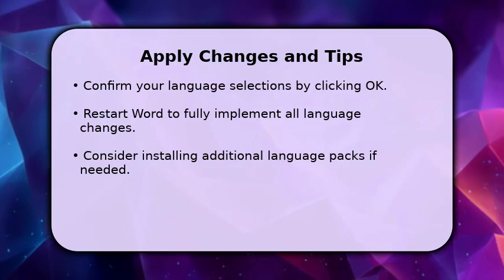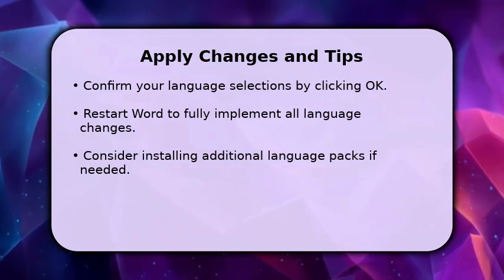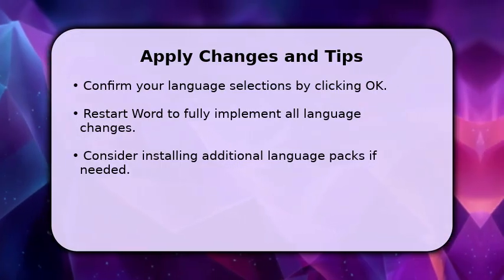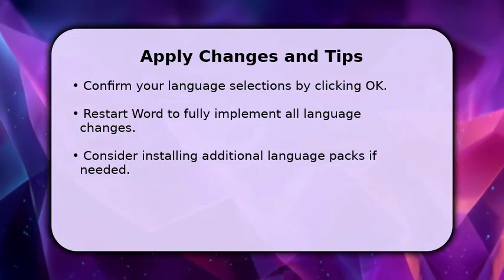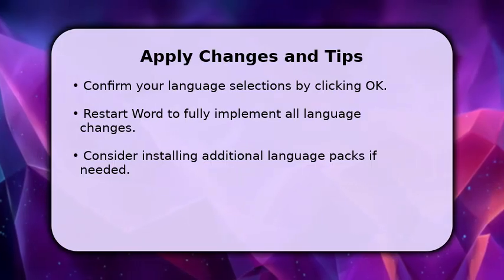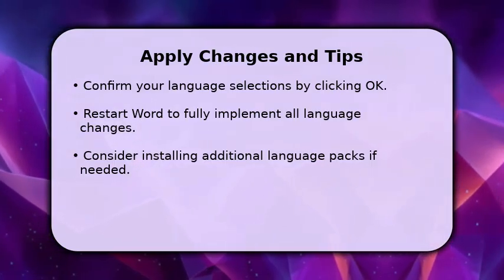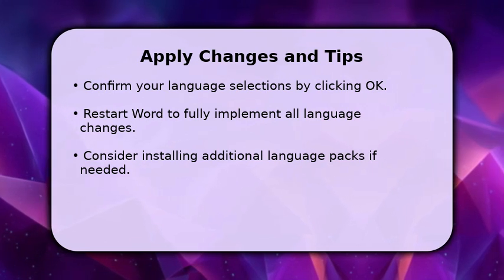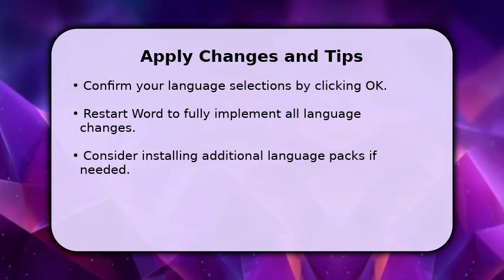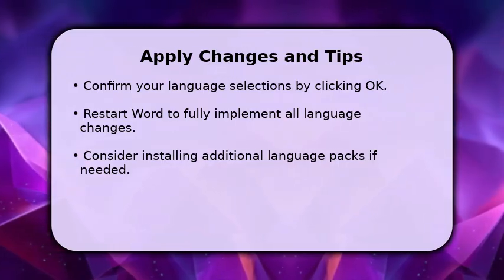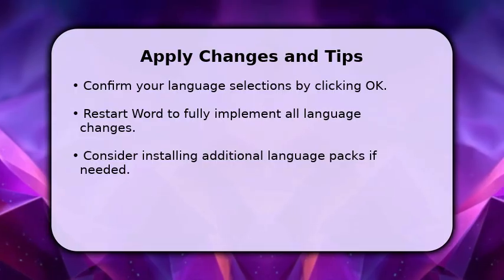After making all your selections for both display and authoring languages, click the OK button at the bottom right of the Word Options dialog box. It's important to close and then reopen Microsoft Word entirely for all the changes to take full effect. This ensures that both the interface and your proofing tools are updated. If you ever need to switch languages again, simply repeat these steps. Enjoy your customized Word experience.